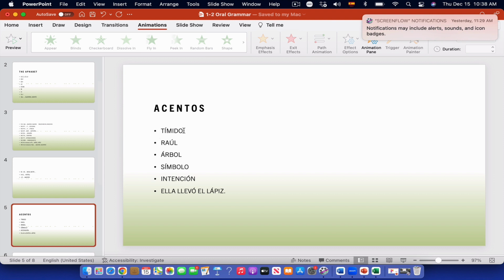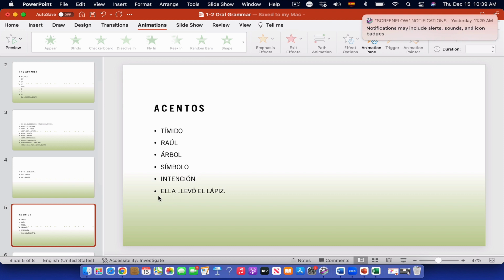So this word, for example, tímido, you can say it in 3 different ways, but only one is correct. So if I see the accent right here, I have to stress right here. It has to say tímido. I don't say timído, I don't say timidó. No, I am stressing right here. Tímido. It goes higher here, and then it goes down. So if I see this word that has the accent right here, it's going to be Raúl. So the accent goes right here. I don't say Raul, I say Raúl. Here is árbol. This one is símbolo. This one is intención. You see the stress goes right here.